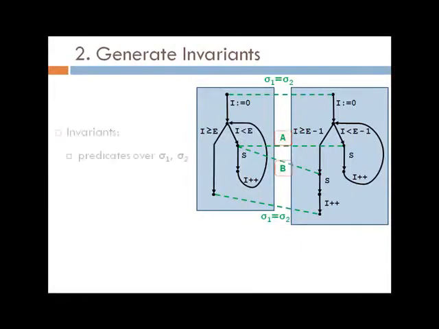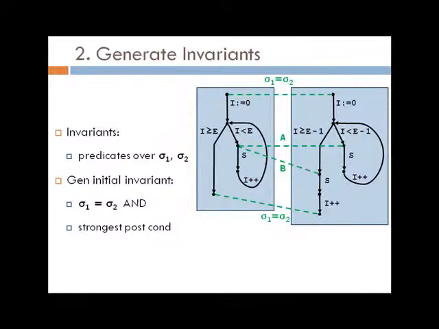Now I'll show you how PEC generates the initial invariants for synchronization points A and B. Again, these invariants are simply predicates over the left and right states, and they initially will include state equality and the strongest postcondition with respect to true up to the nearest branch. Let's look at how this works in our example.